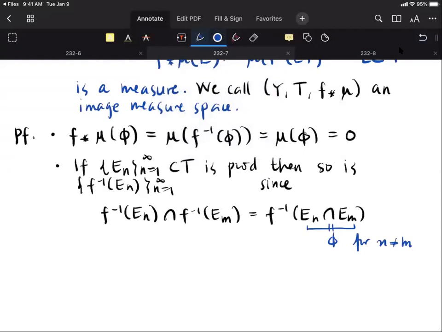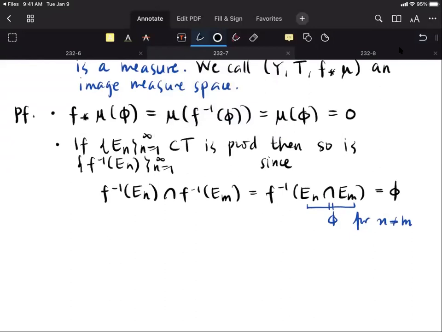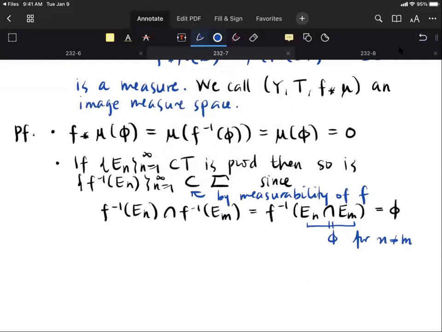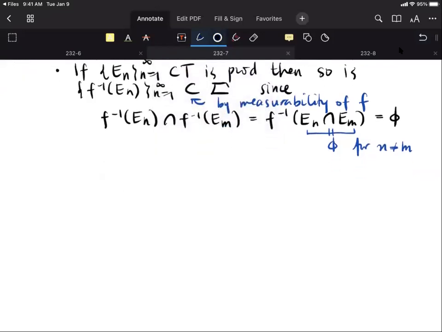We know that the inverse image of the empty set is empty. So for distinct indices, this is also empty. And by measurability, this is a subset of sigma. So this here is by measurability of your function f. Since E sub n is in tau, then the inverse image must be in sigma. Okay, so everything has been set up.